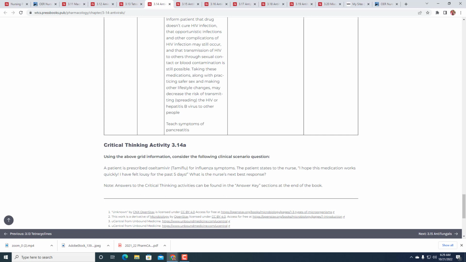Well, also Tamiflu is only going to be good if you took it in the first day or two, which is 24 to 48 hours. And it sounds like they're outside of that window.